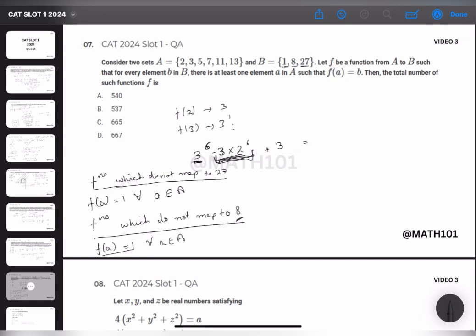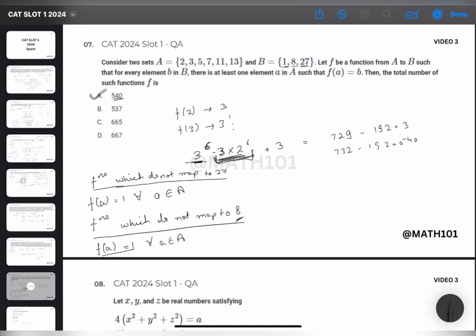So the answer would be 3 to the power of 6, which is 729, minus 3 into 64 is 192, plus 3, is 732 minus 192 is equal to 540. So the answer is A.